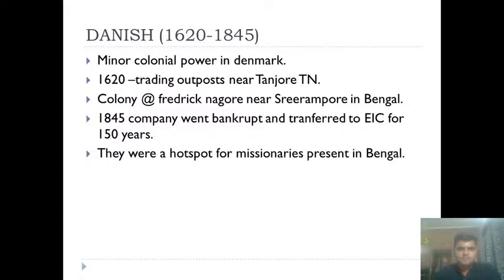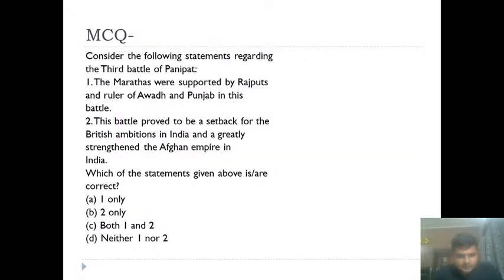Okay, so last class I got feedback that an MCQ was not there. So one question: consider the following statements regarding the third battle of Panipat. The Marathas were supported by the Rajputs and the ruler of Awadh and Punjab in this battle. The battle proved to be a setback for British ambitions in India and greatly strengthened. Now, which of the following statements is correct?